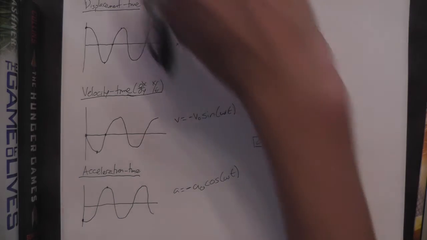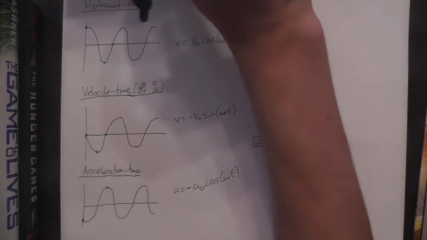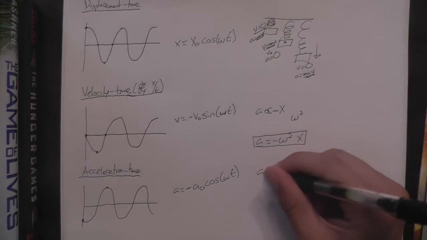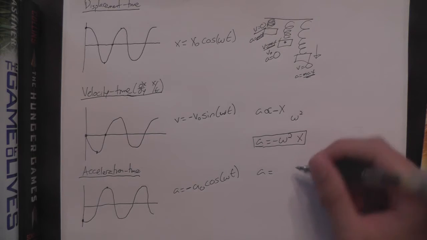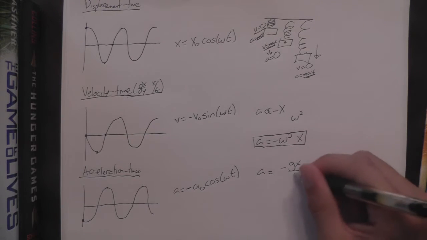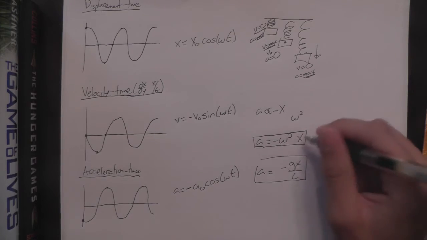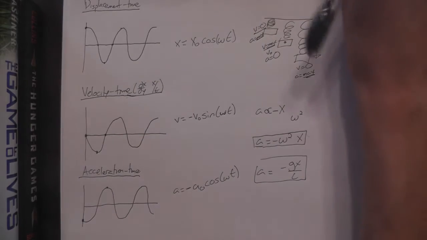So now we have two formulas. We have our earlier formula that we came up with for a pendulum. And this is our formula for the acceleration of a spring.